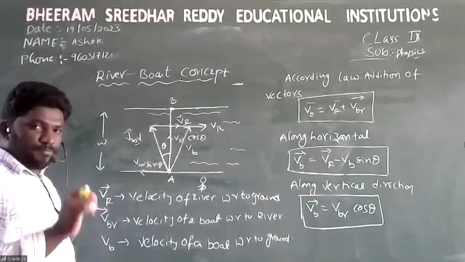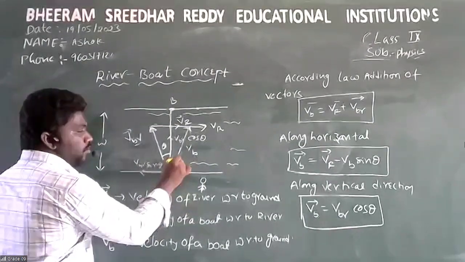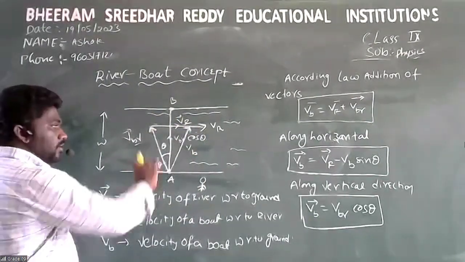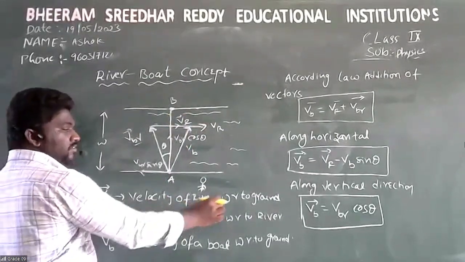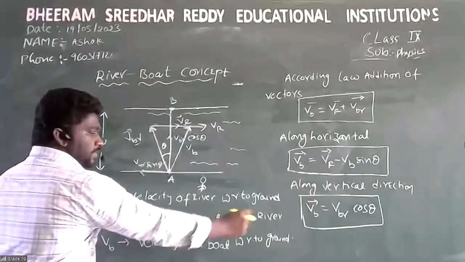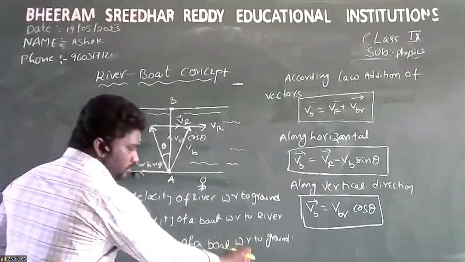Okay, Nana? If a person observes the boat from the ground, it is the direction of the boat from the ground, VB. If you look here, one triangle is formed, Nana, where VR is the velocity of the river with respect to the ground, VBR is the velocity of the boat with respect to the river, whereas VB is the velocity of the boat with respect to the ground.